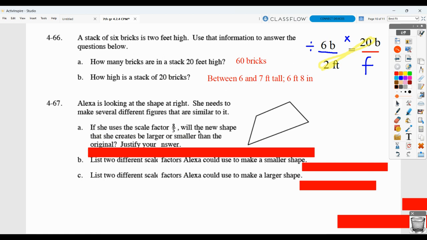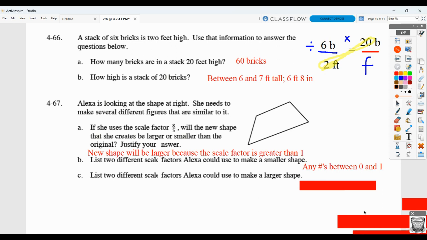For 467, if she uses a scale factor of 8/5, will the shape she creates be larger or smaller? It will be larger. Whenever the scale factor is greater than 1, it's going to get larger. List 2 different scale factors she could use to make something smaller. Again, don't list any numbers between 0 and 1, but actually come up with some. Maybe 1/3, maybe 2/5, maybe 1/2.